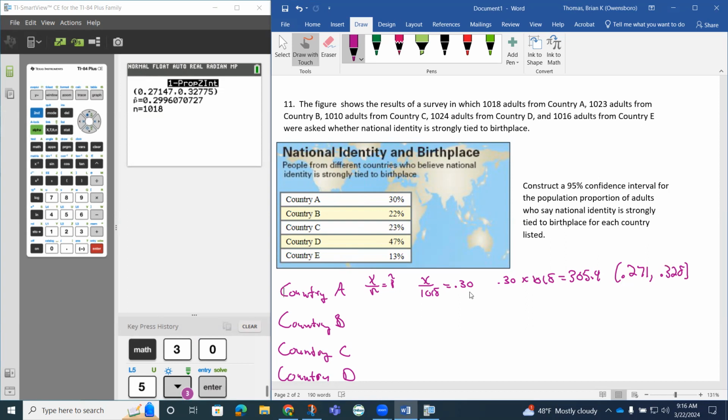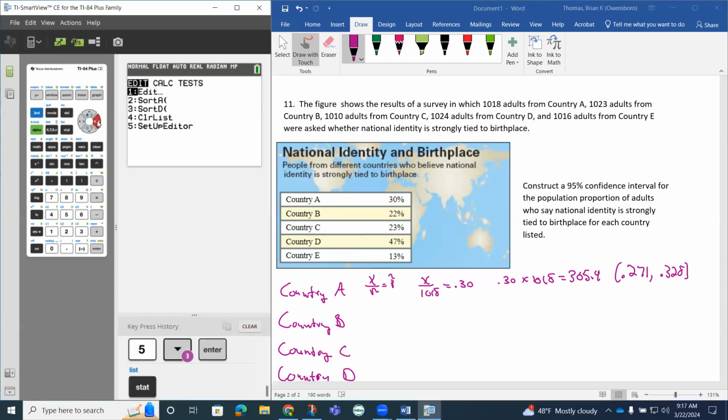So notice how my sample proportion was 30%, and it does fall in this interval. What we're also saying is I'm 90% confident. I'm sorry, I'm 95% confident that the population proportion falls within this interval as well. Now, what I'm also curious about is if I just put, say, 306 in there, to see how much it actually affects our data.